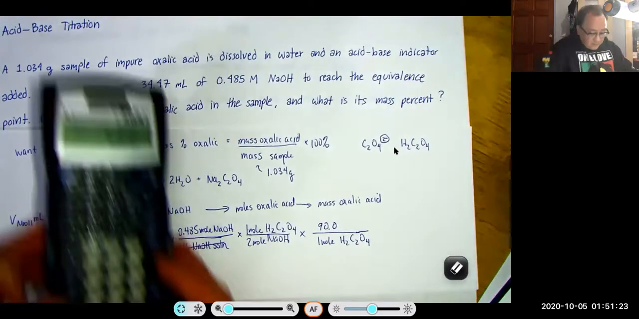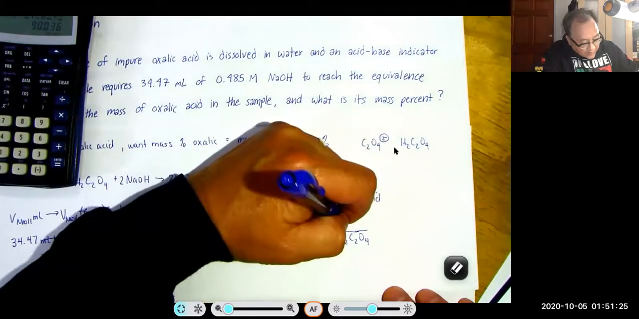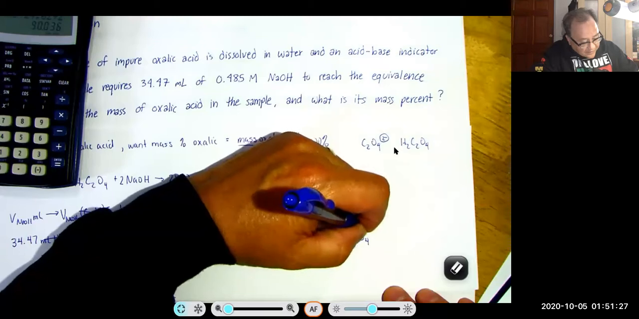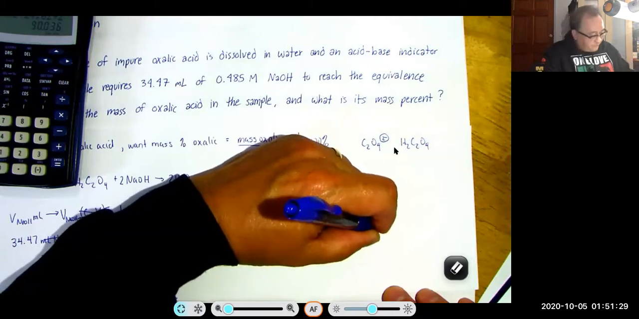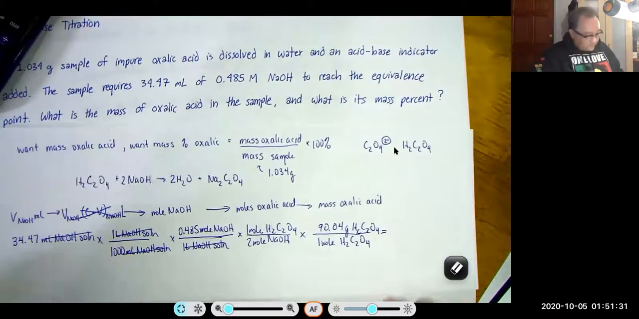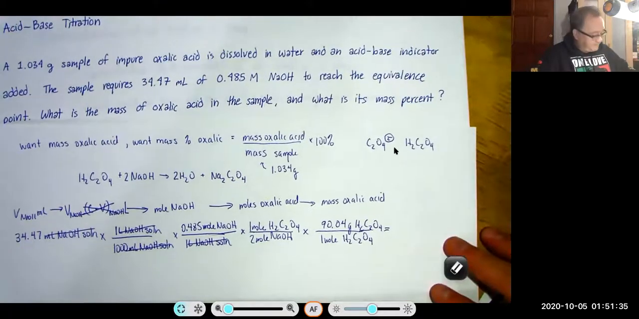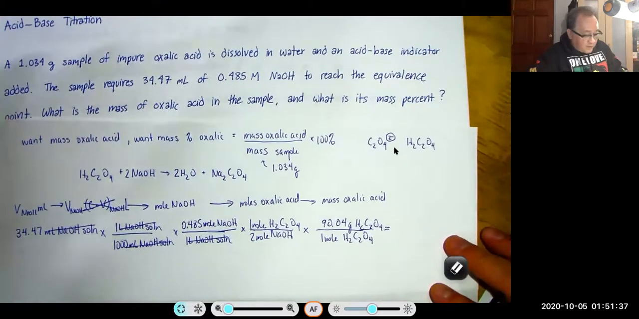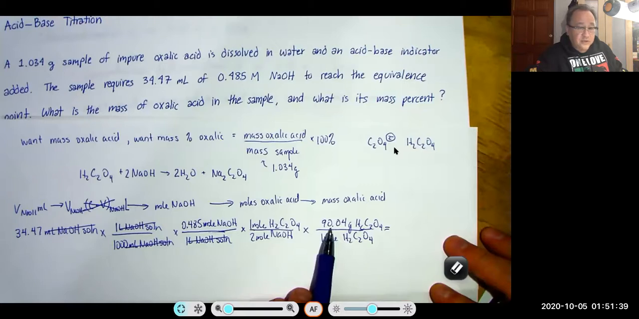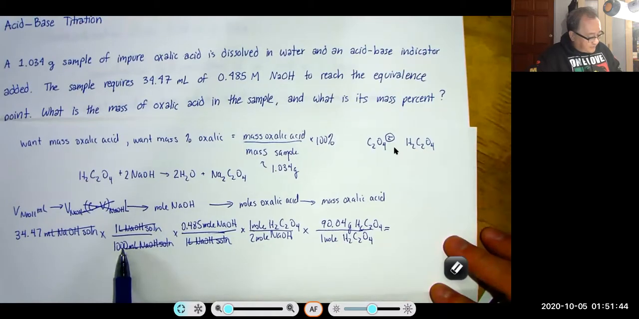90.036. So I'm going to put 0.4 grams of oxalic acid. Okay, so let's go ahead and do the calculations here. I'm going to go ahead and estimate very quickly. So I think we can all agree that 90 is pretty close to 100. So 100 goes into 100 10 times.